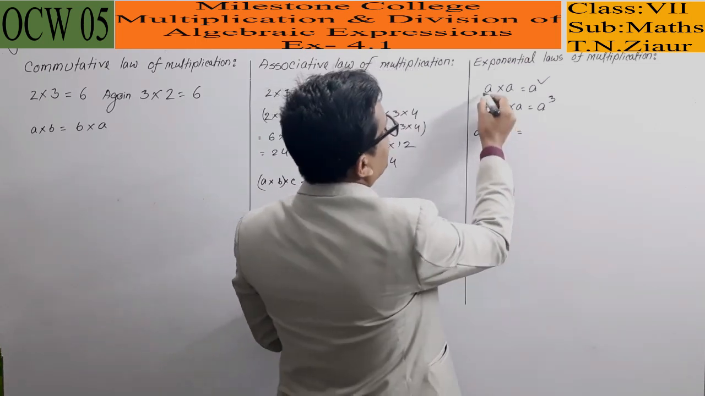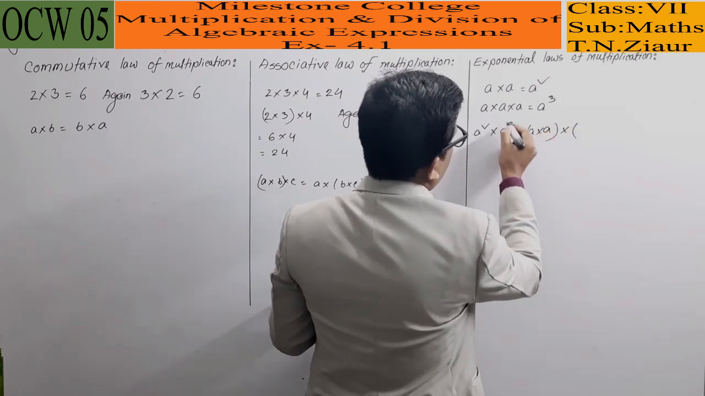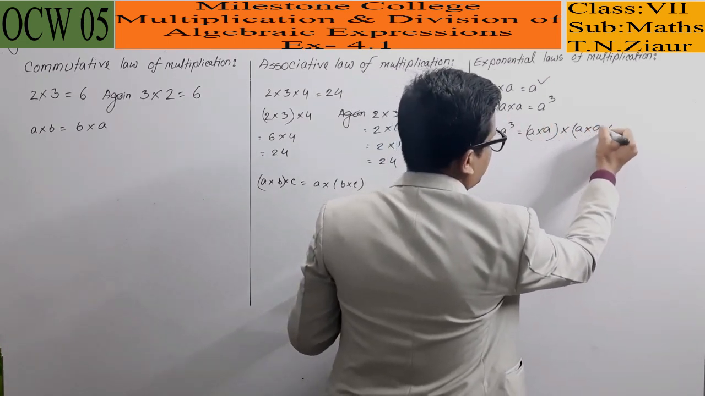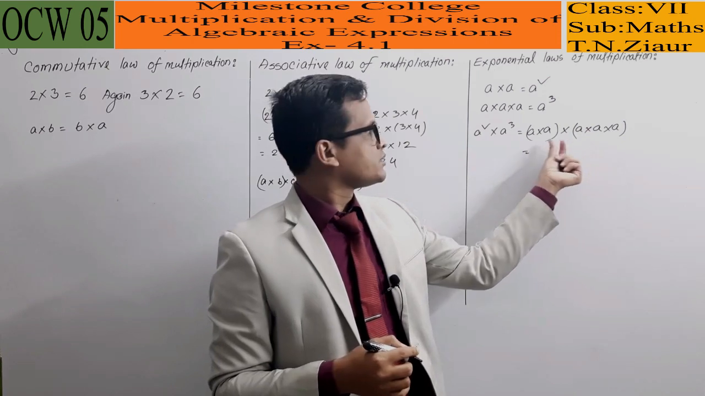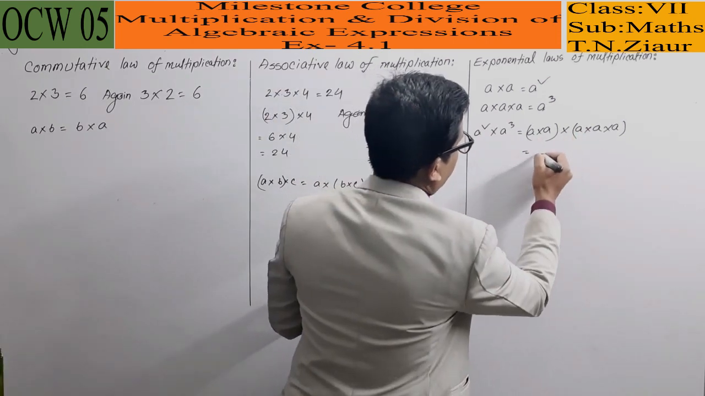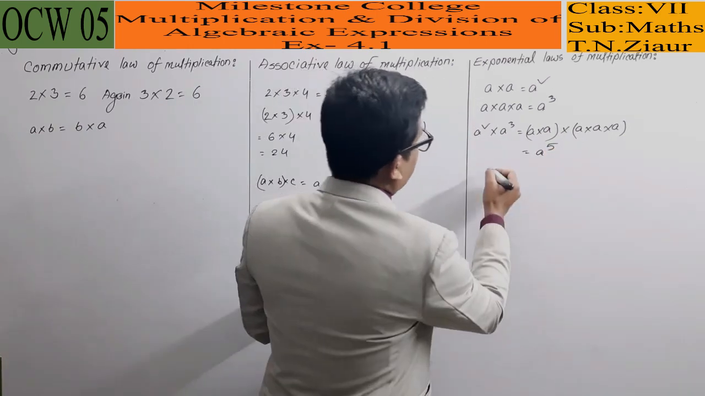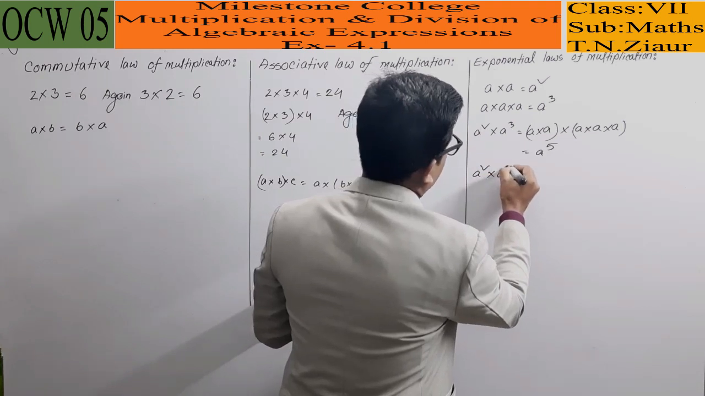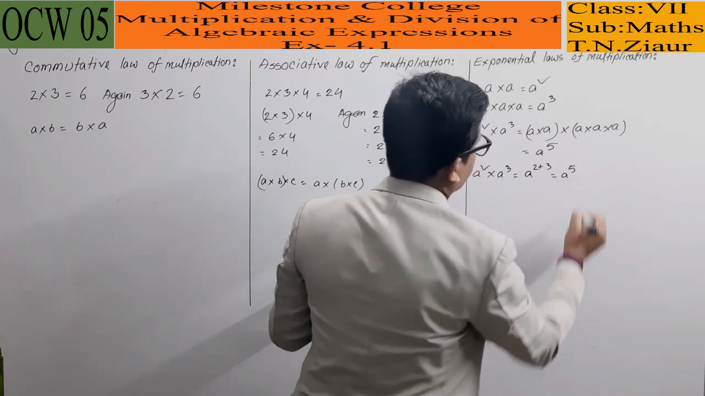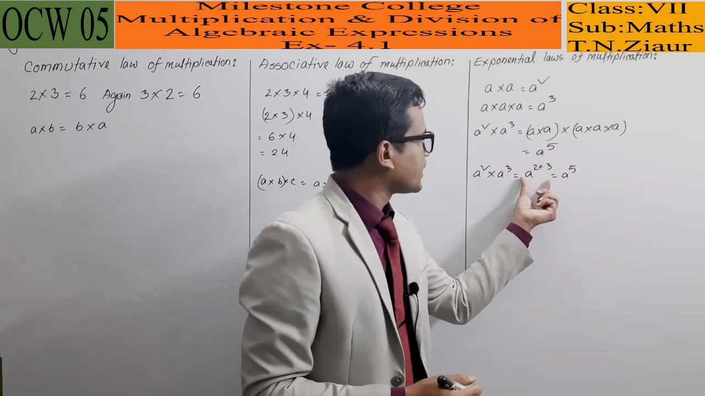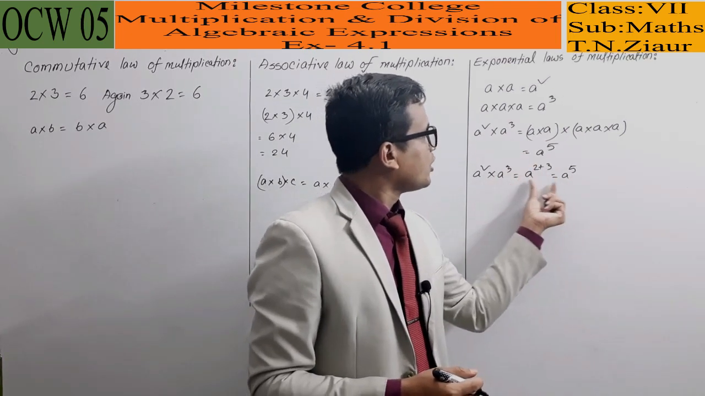But if I multiply a square into a cube, how many times is a here? 2 times, so a into a, again multiplied by a cube, which is 3 times a into a. So in total how many times is a here? 5 times, 2 and 3. So we can write a to the power 5, right? But if we add like this, a square into a cube, it will be 2 plus 3, that means a to the power 5. Okay, this one is the long process, but if I add this way, it is a to the power 5 also. So this one is called the exponential law of multiplication.